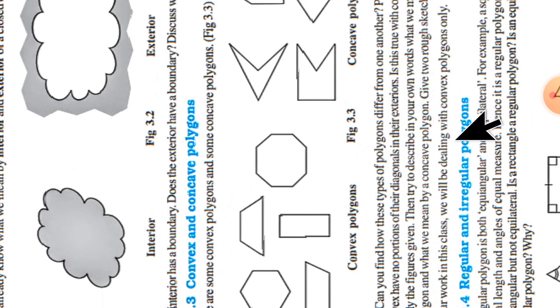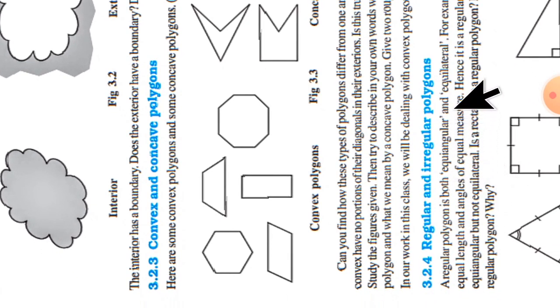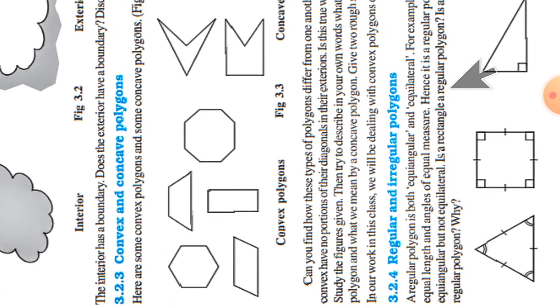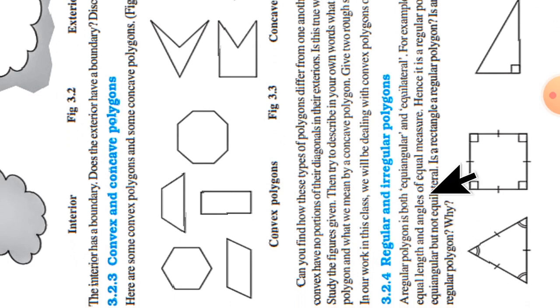Okay. So now let us see about regular and irregular polygons. Now a regular polygon is both equiangular and equilateral. So for example, a square has sides of equal length and angles of equal measure. We can see these two figures.